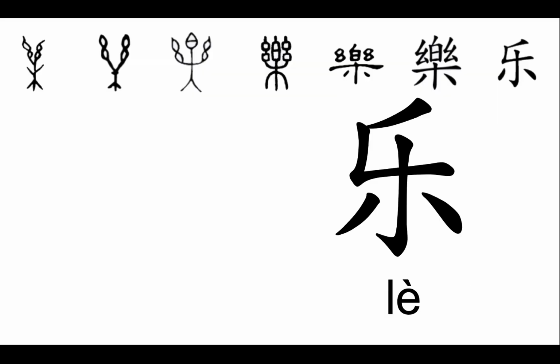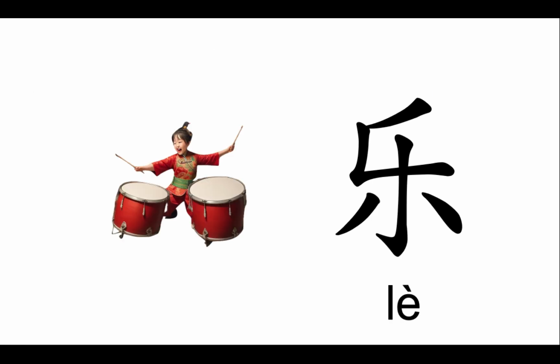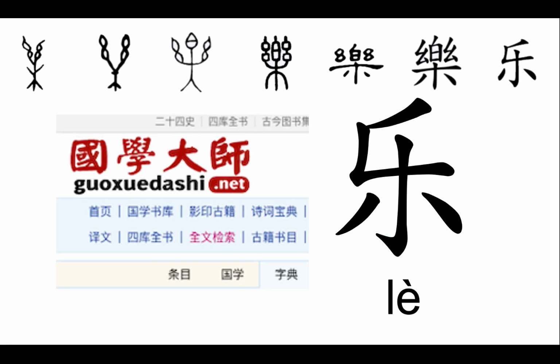The simplified Chinese character 乐 simplifies the traditional Chinese character 乐 by removing all drums and replacing them with two strokes, a slash and a vertical stroke. With fewer strokes, we can imagine 乐 as an arm wielding a drumstick and striking a piece of wood. Let's practice writing the simplified Chinese character 乐 now.